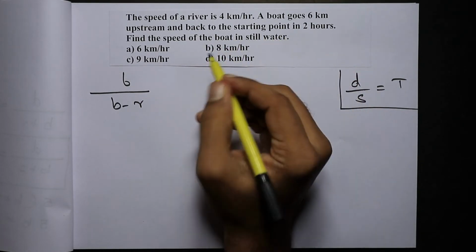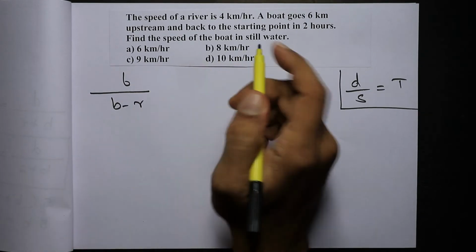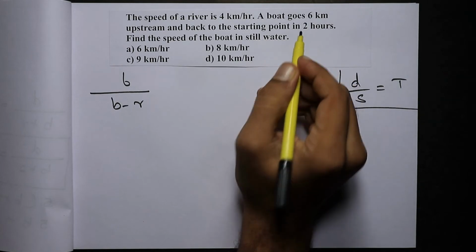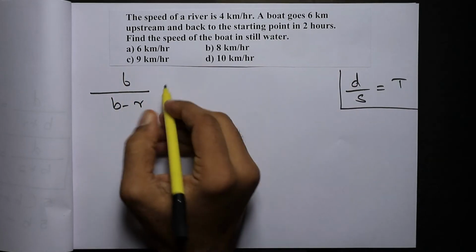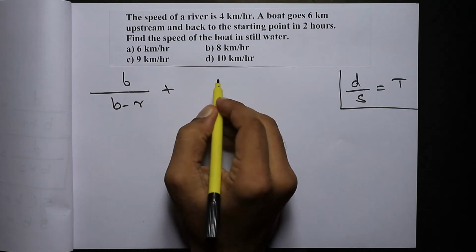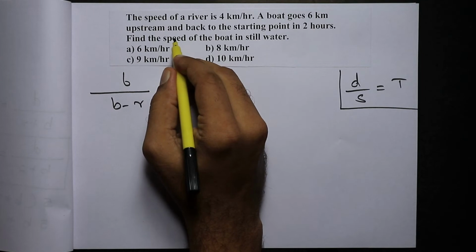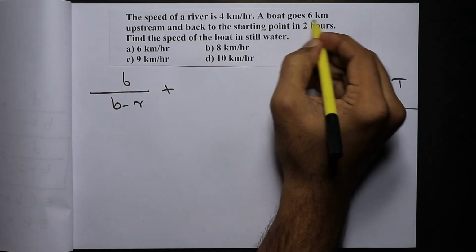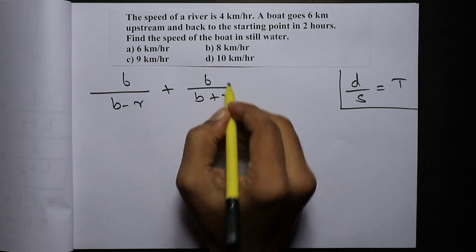Back to the starting point means it will be downstreaming. Now when it is downstreaming, we will find out the time required for downstreaming. This is the time required for upstreaming. Distance by speed gives you time. Next we will find out the time required for downstreaming. So it goes 6 kilometers upstream, and when it comes back also, it will be 6 kilometers divided by effective velocity b plus r.